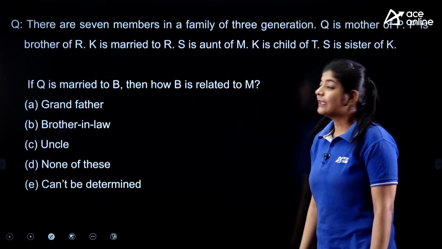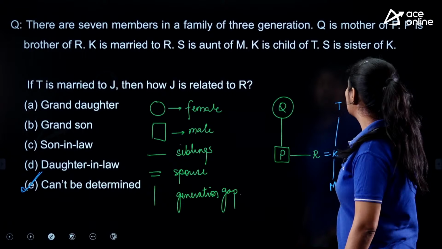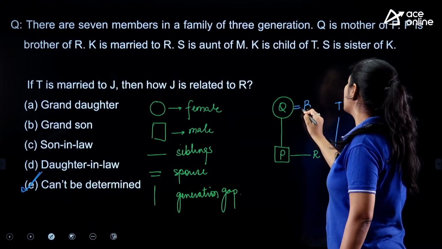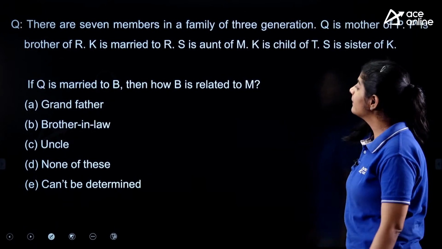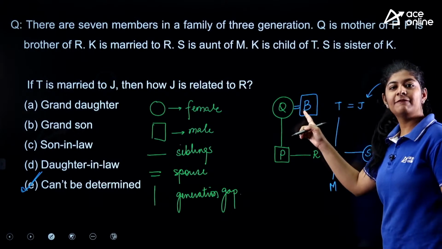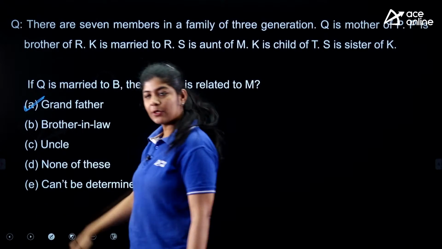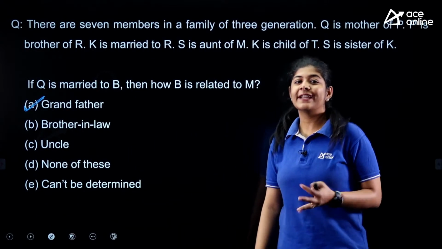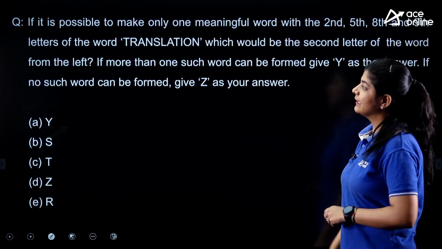Next. The next one is: if Q is married to B. If Q is a female, that means B is a male. Now, how is B related to M? B is nothing but the grandfather of M. Simple. Option A is the correct one. So once we are done with the correct diagram, we can easily solve all these kinds of questions. Next.